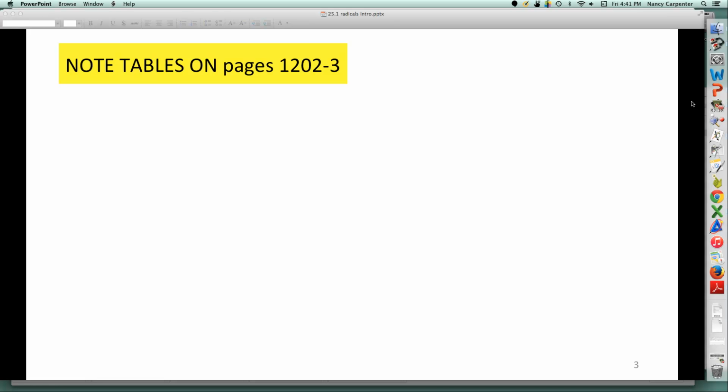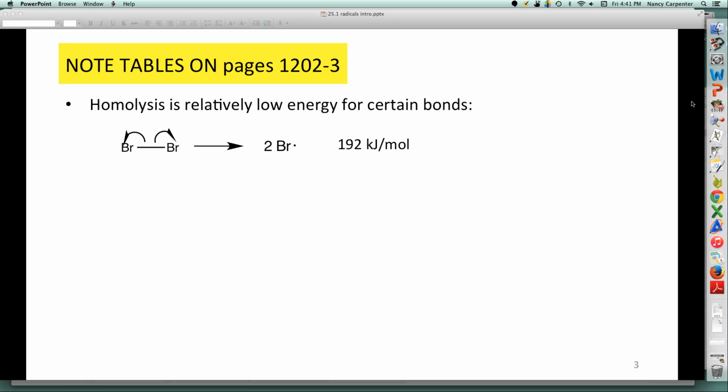Now, why would this happen? Well, if you look at the tables on page 1202 and 1203, which are full of very useful information, you'll see that there are quite a few molecules that are pretty susceptible to homolysis. For example, bromine itself. The bromine-bromine bond is not very strong, and given enough energy, it's pretty easy for it to fragment homolytically to give you two bromine radicals.